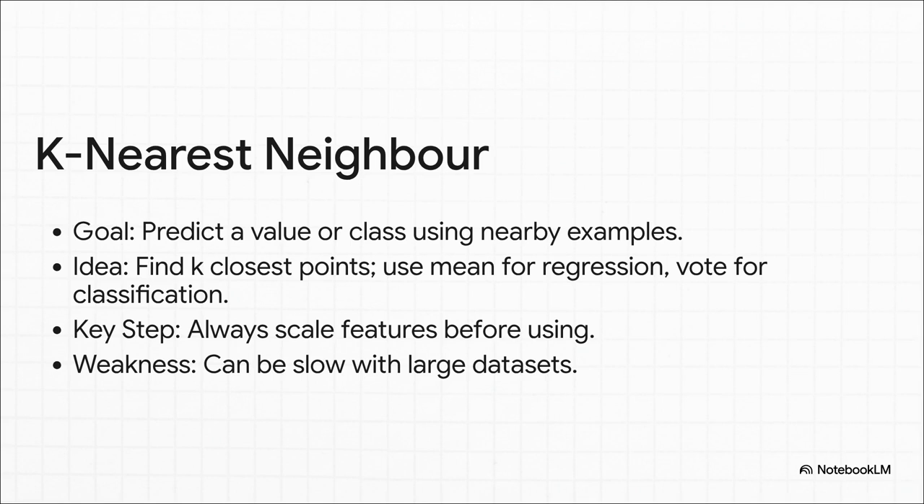If you're trying to predict a number, regression, it just averages the values of its neighbors. If you're trying to predict a category, classification, it just takes a vote. Now, there is one absolutely crucial, non-negotiable step. You have to scale your features first. Think about it. If you're comparing houses based on price, which is in the hundreds of thousands, and number of bedrooms, like 2 to 5, the price is going to totally dominate the distance calculation. The number of bedrooms might as well not exist. Scaling puts everything on a level playing field.